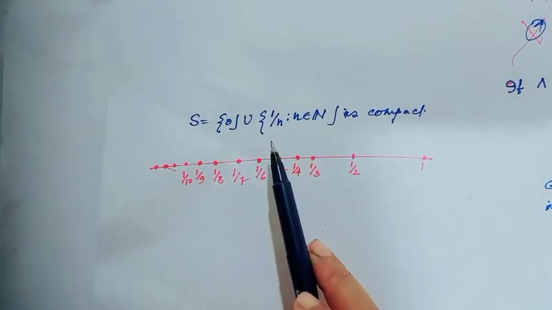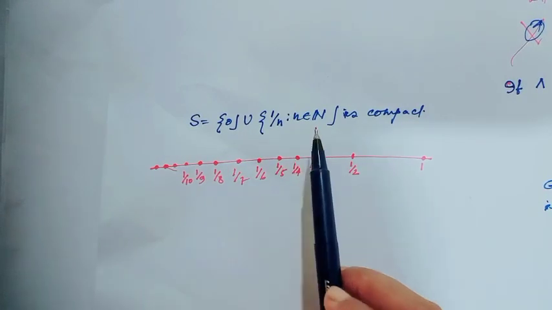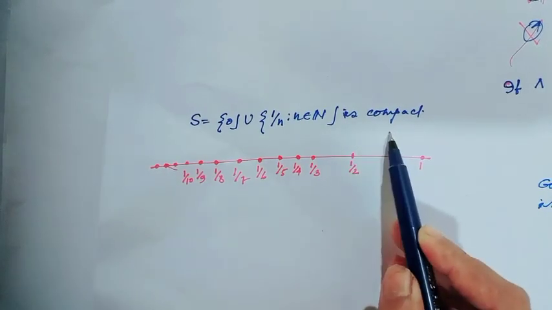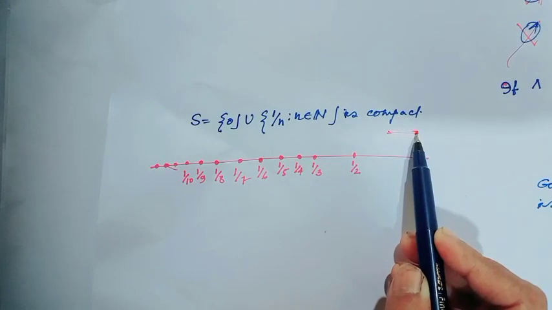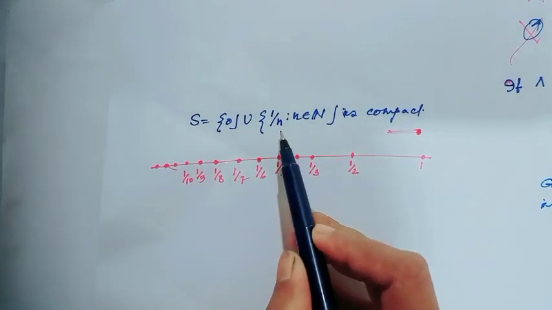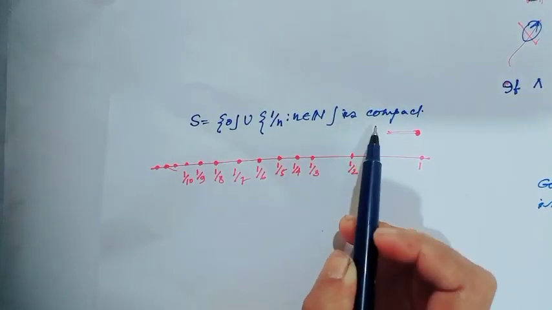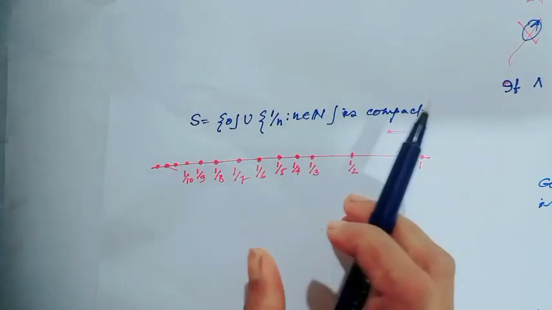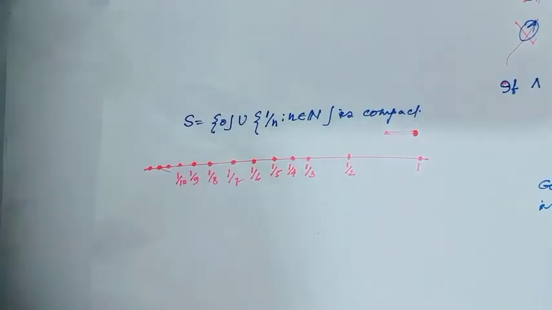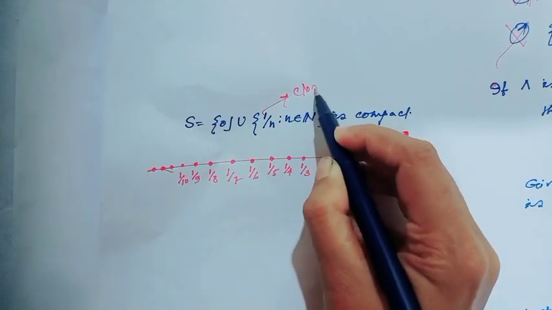Now consider the set S equal to the singleton set {0} union the set containing 1/n such that n belongs to the natural numbers. I will say whether this set is compact or not. This is a very interesting set. All of us know 1/n tends to 0 as n tends to infinity. That means actually this set contains all the elements 1/n and the limit point, the singleton set {0}. That means this set contains its limit point. So obviously this set is closed.